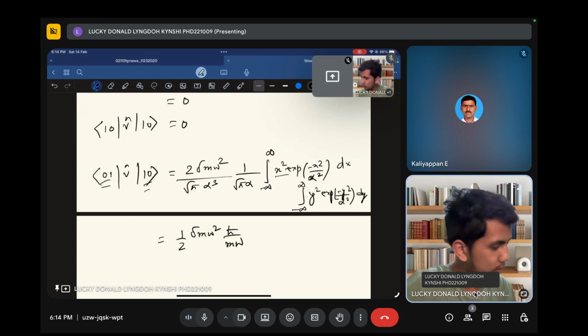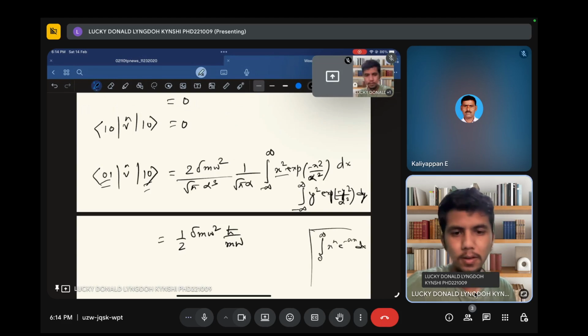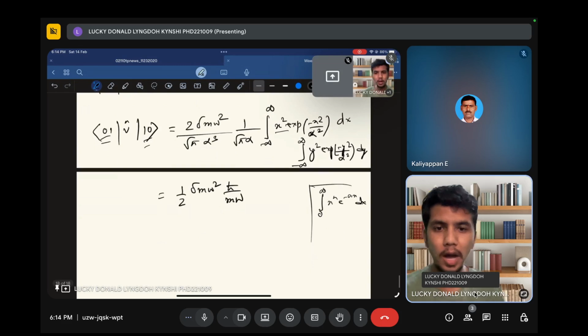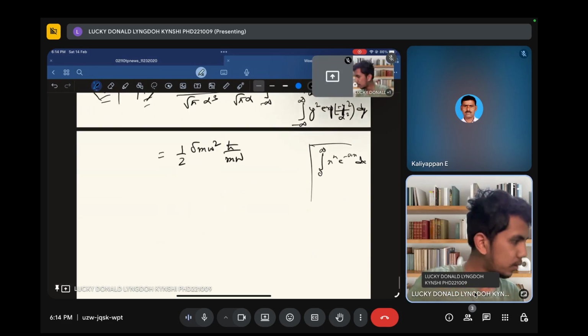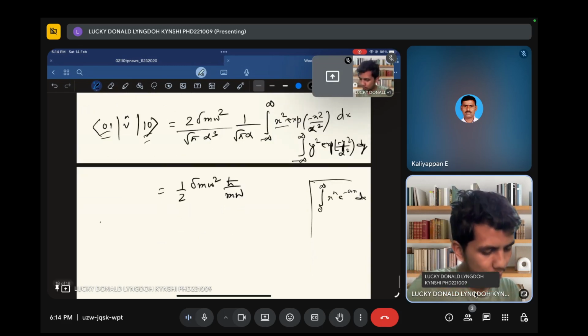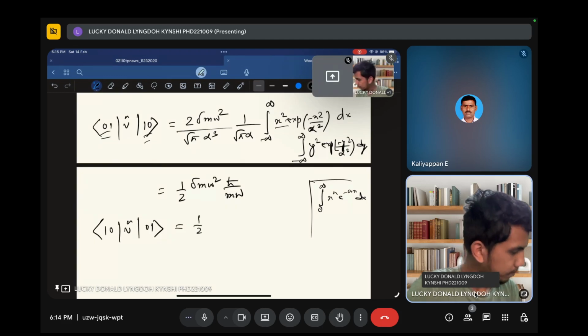Again, you can use the same formula which is there, the integration from 0 to infinity of x e to the power of a x dx. Okay, this is a standard integration which is available. And since you get this one, similarly your other state, which is <1 0|V'|0 1>, this is also going to be half, so this will be equal to simply half h cross delta omega. This is also half h cross delta omega.